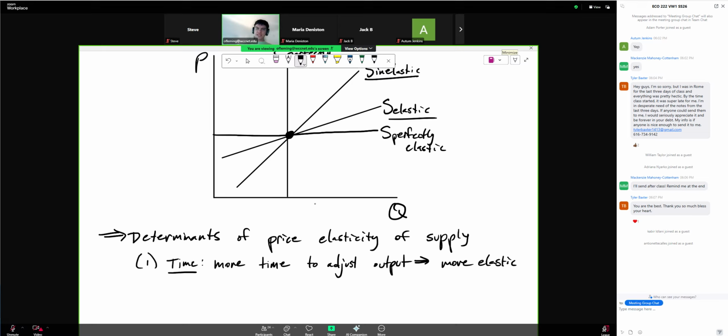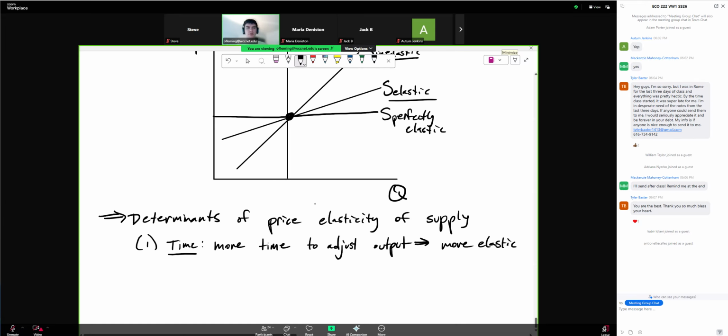If a firm has a year to adjust output, they know that with an increase in the price, they can really increase output, right? Whereas if they only have a week, then an increase in the price doesn't allow them to change output that much because they've already sent those things to market, right? The second is production capacity.